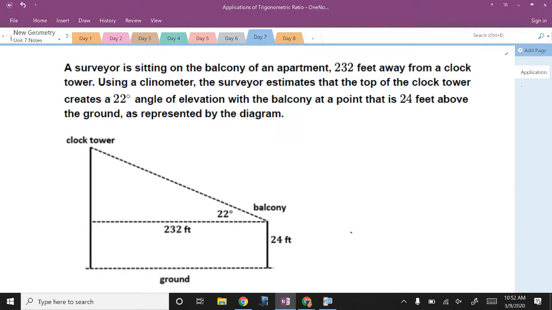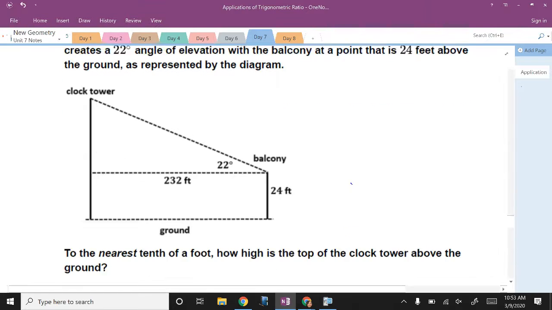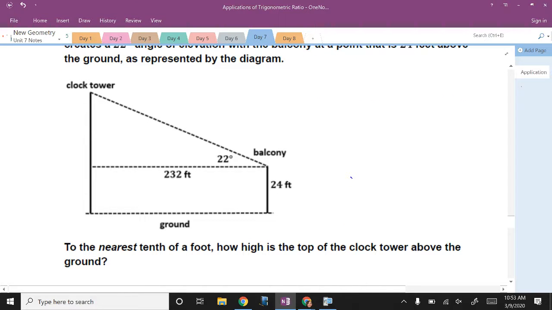So it's coming quick. A surveyor is sitting on the balcony of an apartment 232 feet away from a clock tower. Using a clinometer, which is something surveyors use, the surveyor estimates that the top of the clock tower creates a 22-degree angle of elevation with the balcony at a point that is 24 feet above the ground. So they drew everything in this picture for us. Do y'all see that? It says, to the nearest tenth of a foot, how high is the top of the clock tower above the ground? So we want to find this entire height of the clock tower.